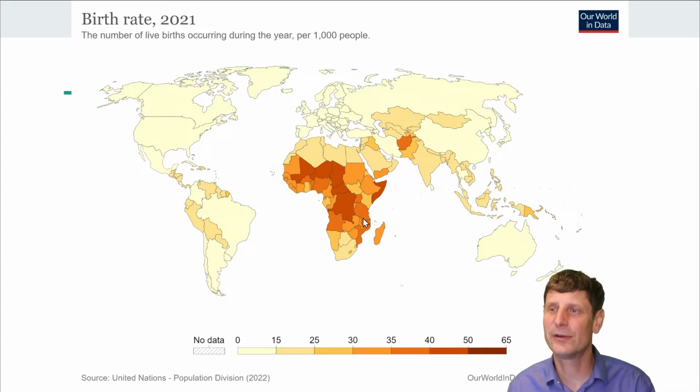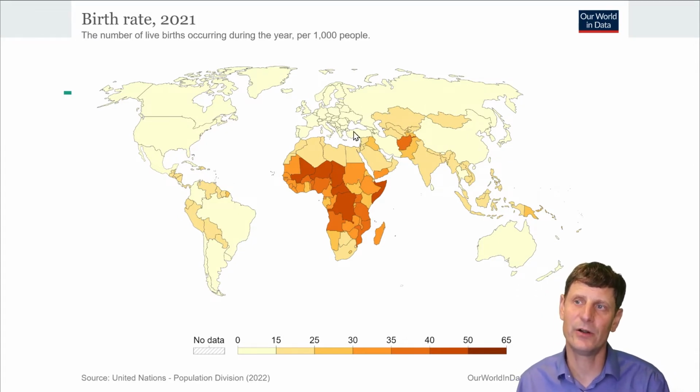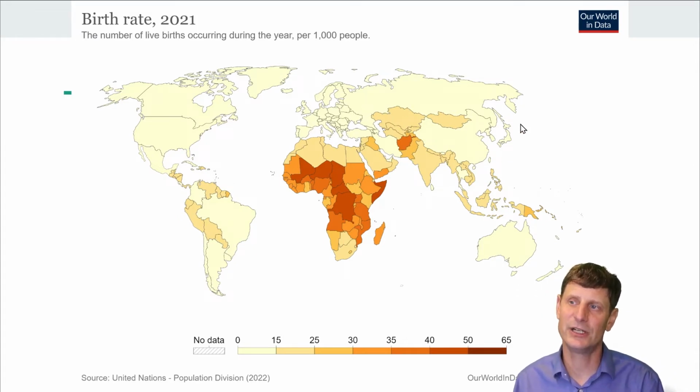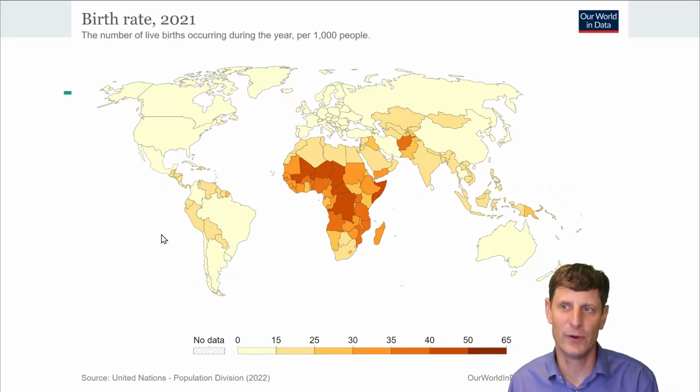So we notice that Sub-Saharan Africa has a lot of high growth. A few countries here in Southwest Asia and into Southeast Asia have medium rates, as well as some parts of Latin America. Notice there are low birth rates across all of Europe, a lot of Asia, East Asia in particular, down in Australia, New Zealand, and then a lot of the Western Hemisphere also has very low birth rates.